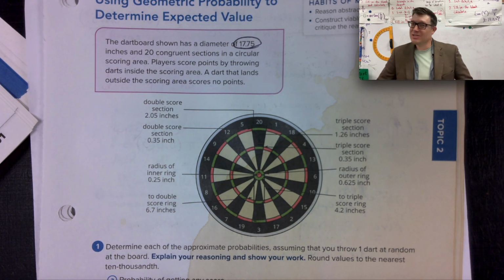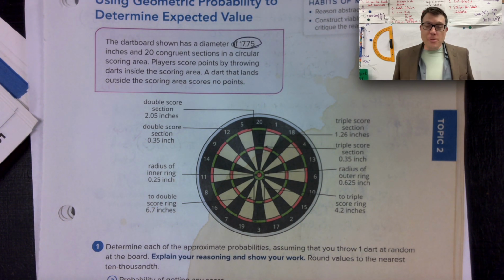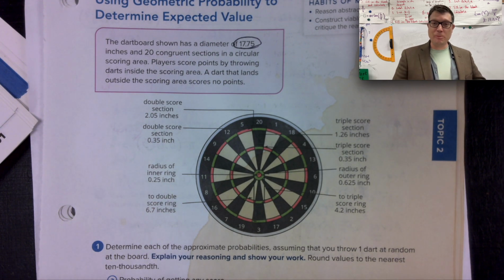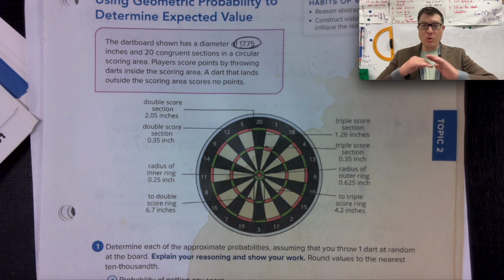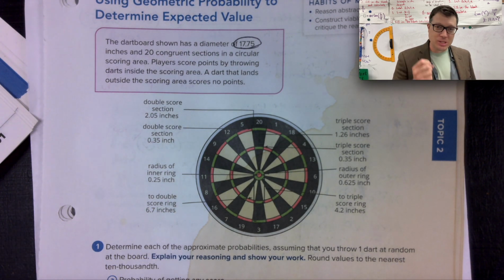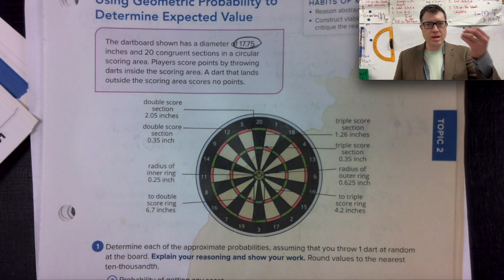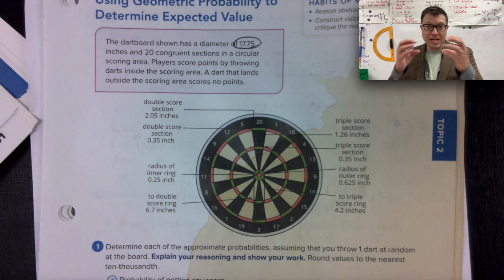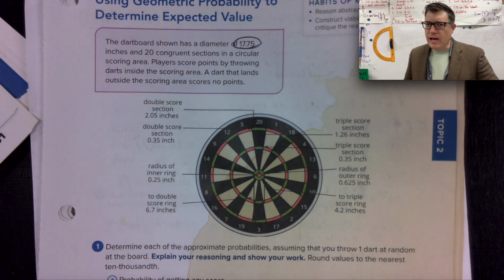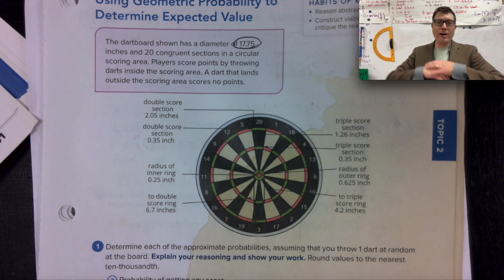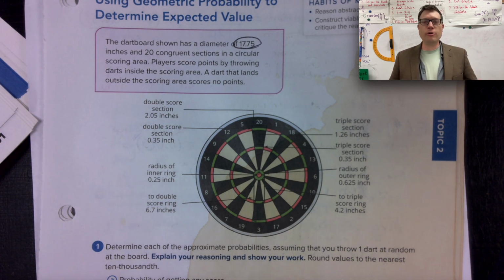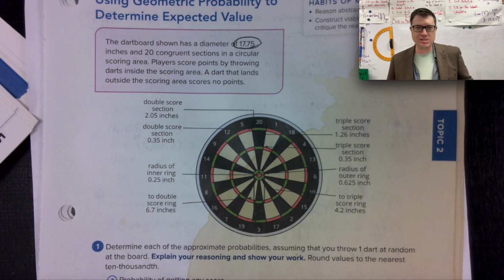This activity. Let's go. Geometric probability to determine expected value, and we're not pulling any punches. This one is going to be a test of your ability to understand decimal math, area of a circle, and sections of a circle, expected value, probability, and it all wraps up into this one. What a wonderfully excellent last activity for us to do.